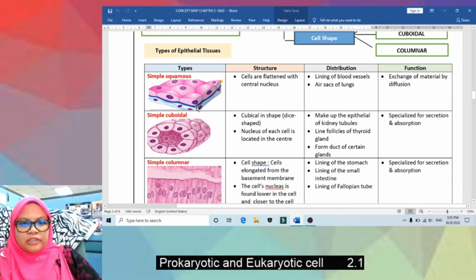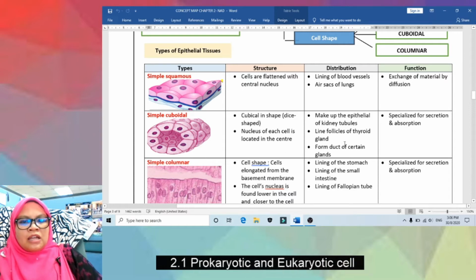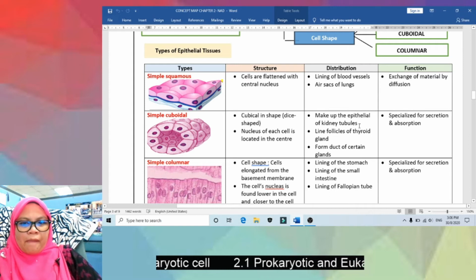And then for simple cuboidal, the structure is a cuboidal shape, which looks like a die. And then look at the nucleus. In each cell, the nucleus is located at the center. For the distribution, simple cuboidal is involved in secretion and also absorption. So we can find it in glands, for example the thyroid gland, and certain ducts, and also our kidney tubules, because our kidney tubules conduct secretion and also absorption.